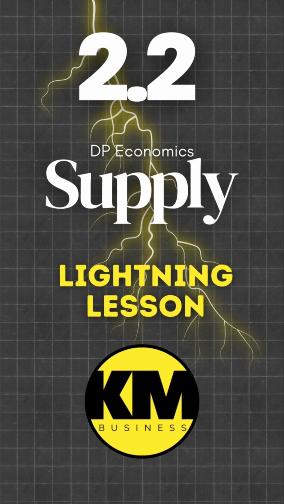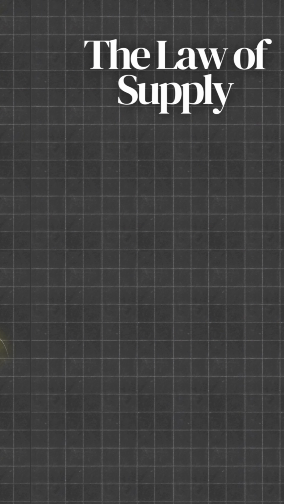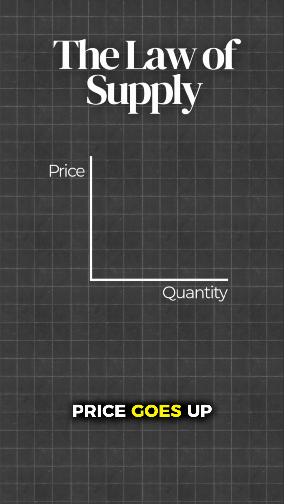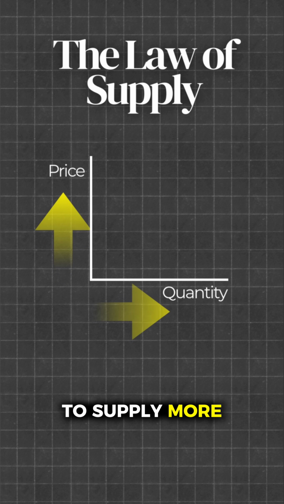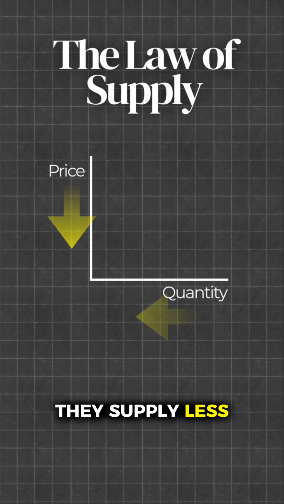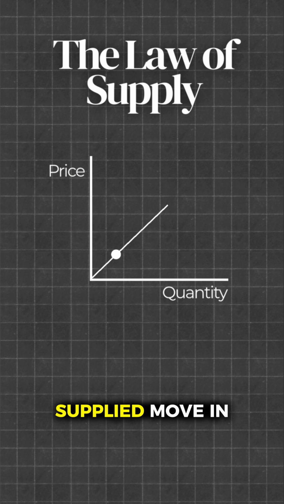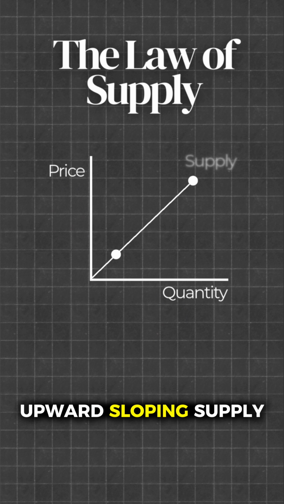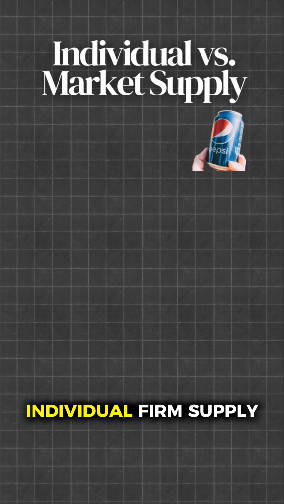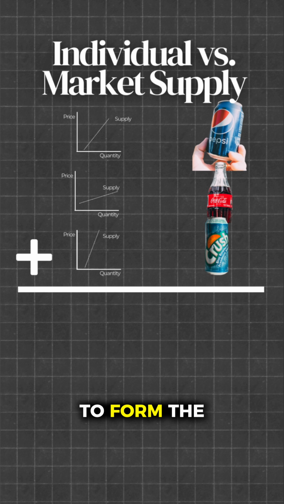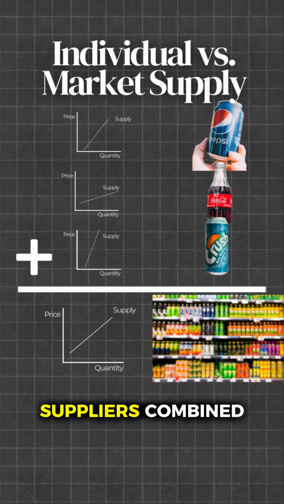Listen up, because here's what the IB says you need to know. The law of supply says as price goes up, producers are willing to supply more. As price falls, they supply less. Price and quantity supplied move in the same direction. Draw it on a graph, you get an upward sloping supply curve. Individual firm supply curves add up to form the market supply curve, all suppliers combined.